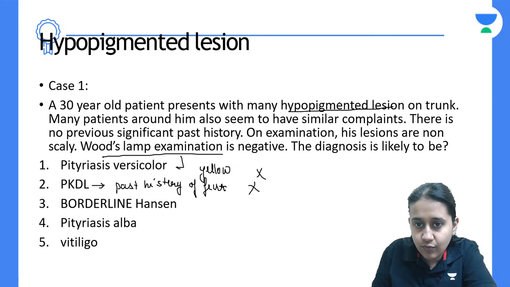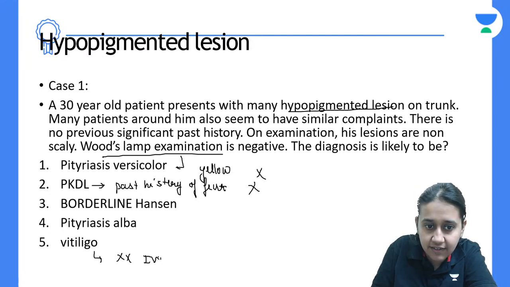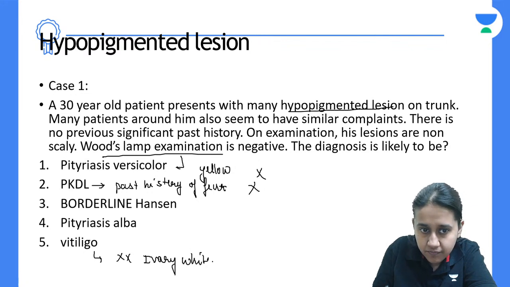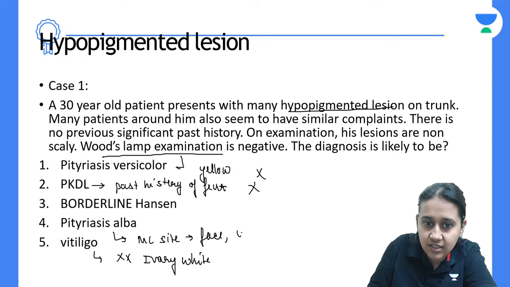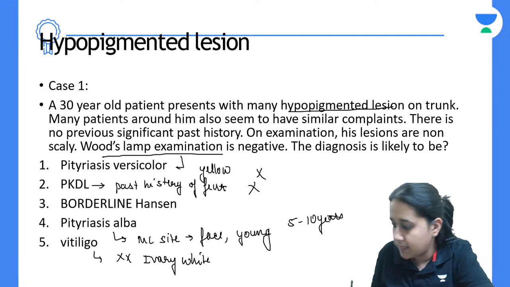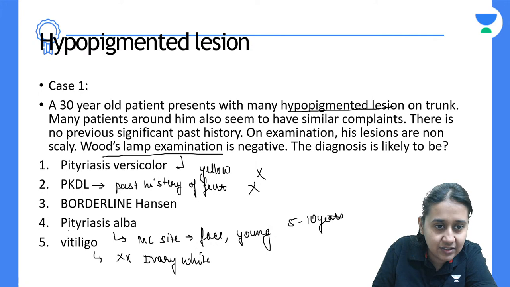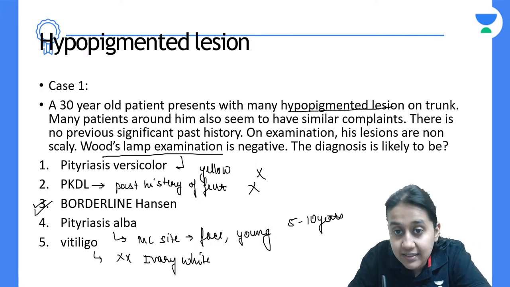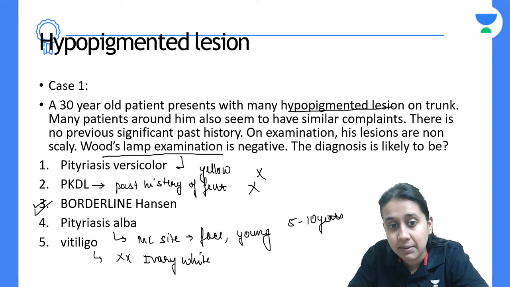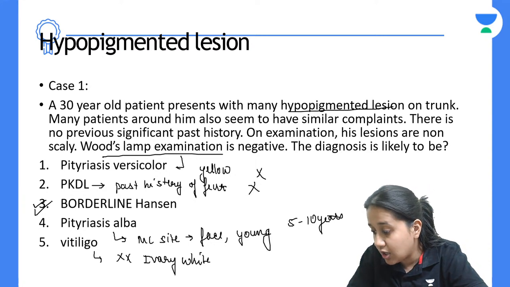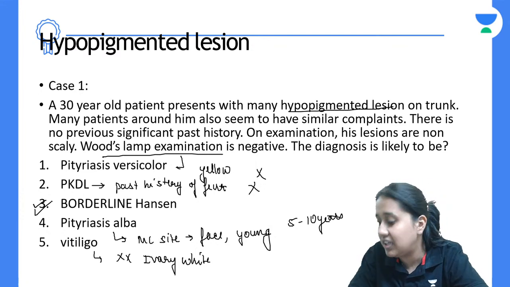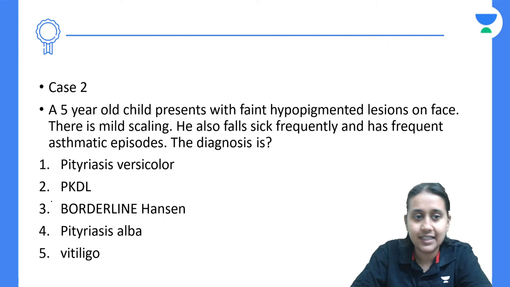Now on Wood's lamp, the lesions are negative, so even vitiligo will not be there, because in vitiligo you see ivory white pigmentation. In pityriasis versicolor, the common site is face and the common age is young individual. If you remember, we have discussed a question that it is very common in 5 to 10 years of age. So the best possible answer here is option number. Please remember, in the endemic areas you can see multiple people with the same features. So according to the options, the correct answer should be option number 3 here. Okay? Clear all of you? The correct answer should be option number 3.